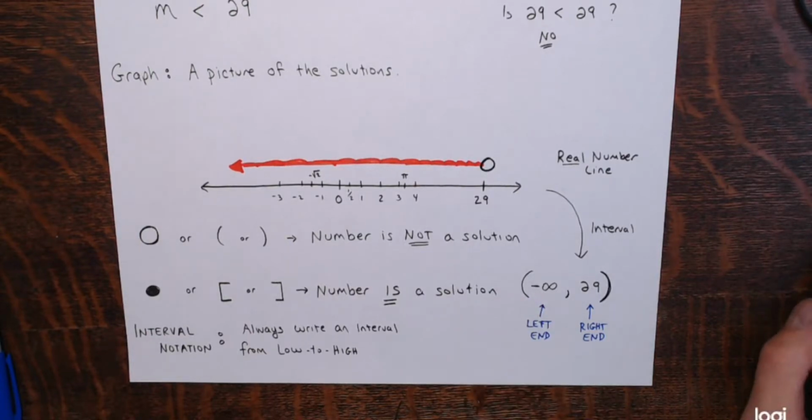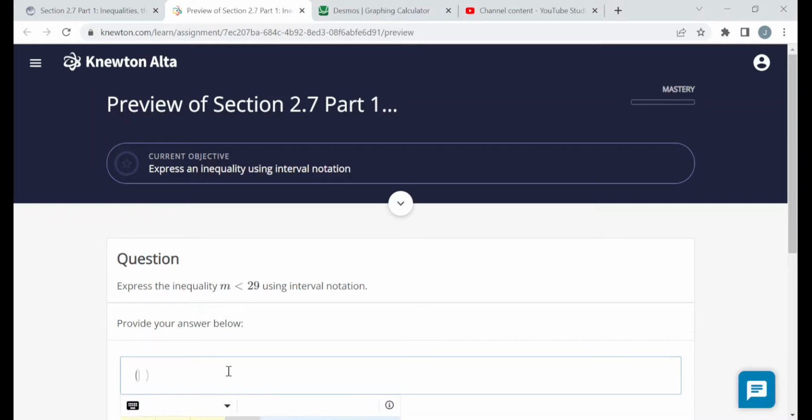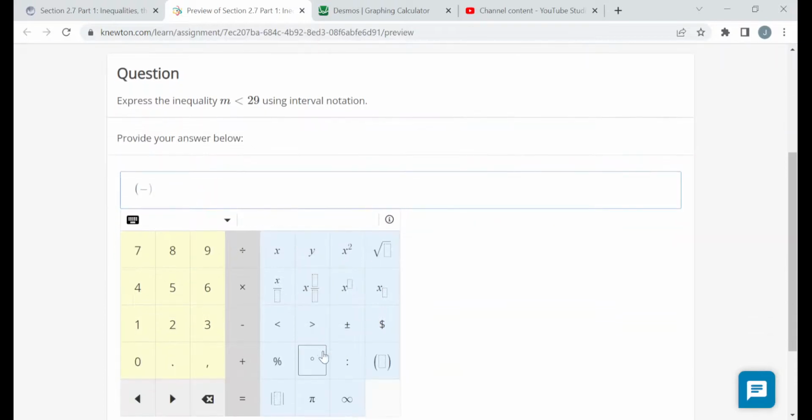All right, and we'll see other examples, I'm sure, as we go through this assignment, but let me punch this in. So left parenthesis, then negative infinity. Now you should see the infinity symbol somewhere here. Right, there it is. And then comma, and then the right end was at 29, and then close parentheses. Right, there was another parenthesis because 29 was not a solution.